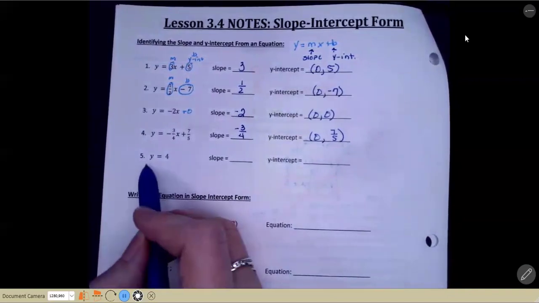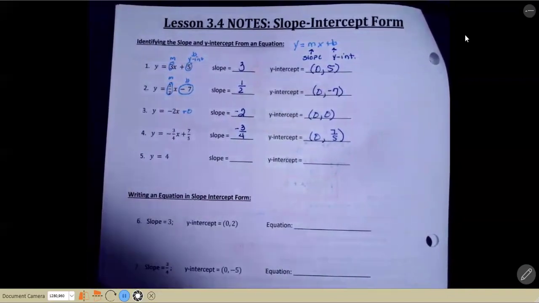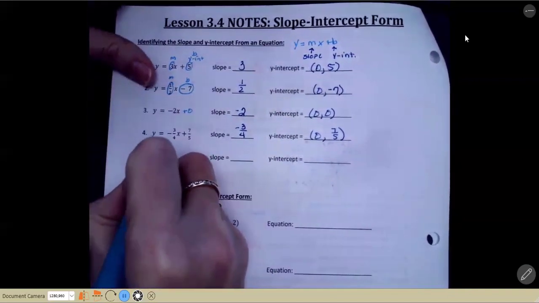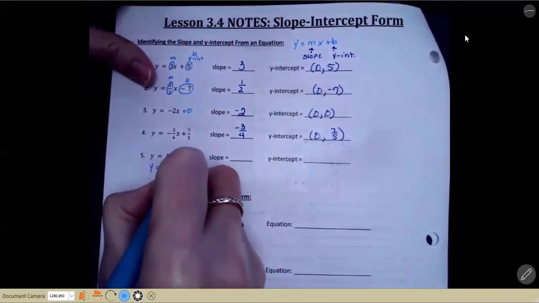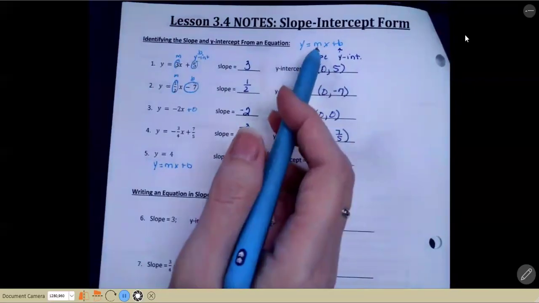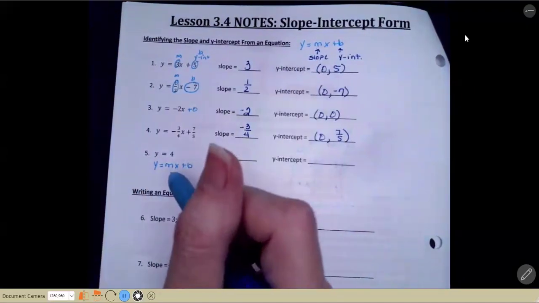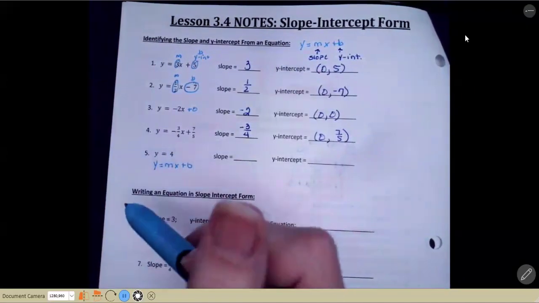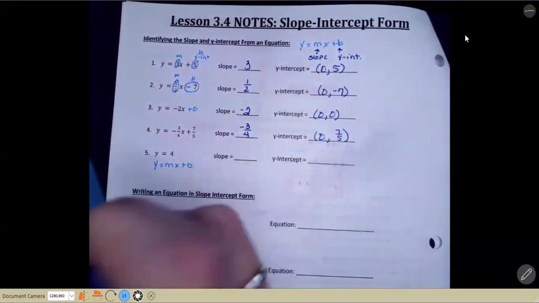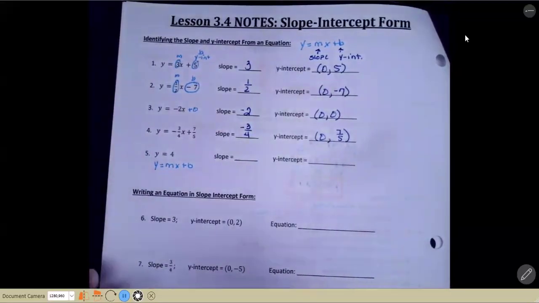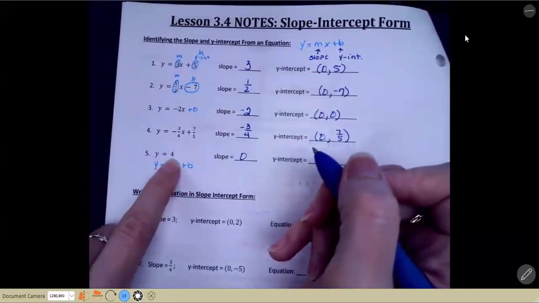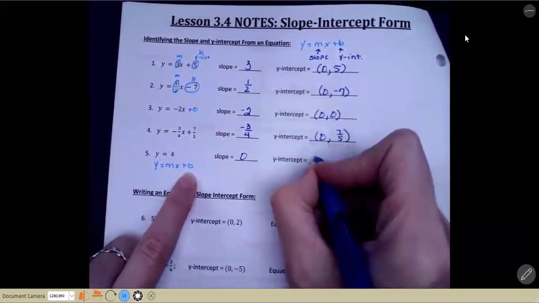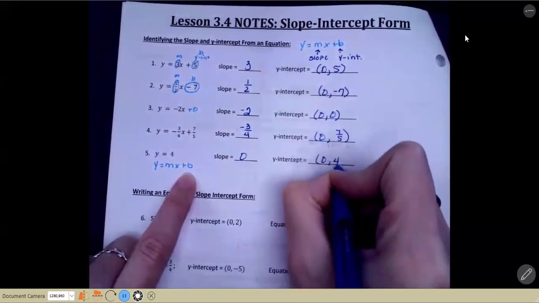All right, this one's kind of different. We're going to write the slope-intercept equation here. Remember, the slope is always the coefficient in front of the x. So do we have a slope here? No, we don't. So our slope is actually 0. But we do have a constant, and that would be our y-intercept, 0, 4.